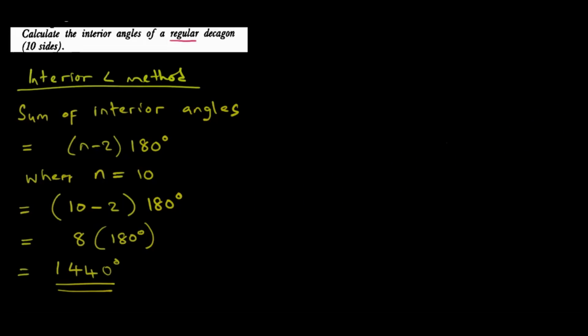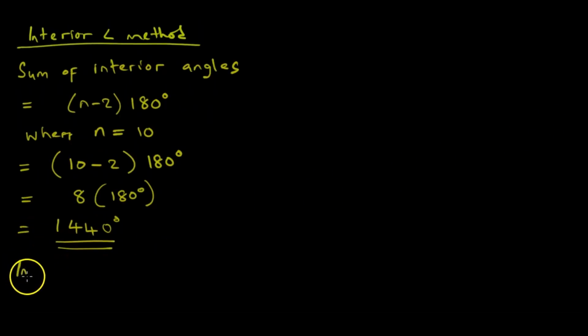So to get the interior angle, since this is regular, it means each interior angle is equal to the other. That's what regular means. All the angles are equal in terms of how much they are. For example, an equilateral triangle, each angle is 60 degrees. That's just an example.